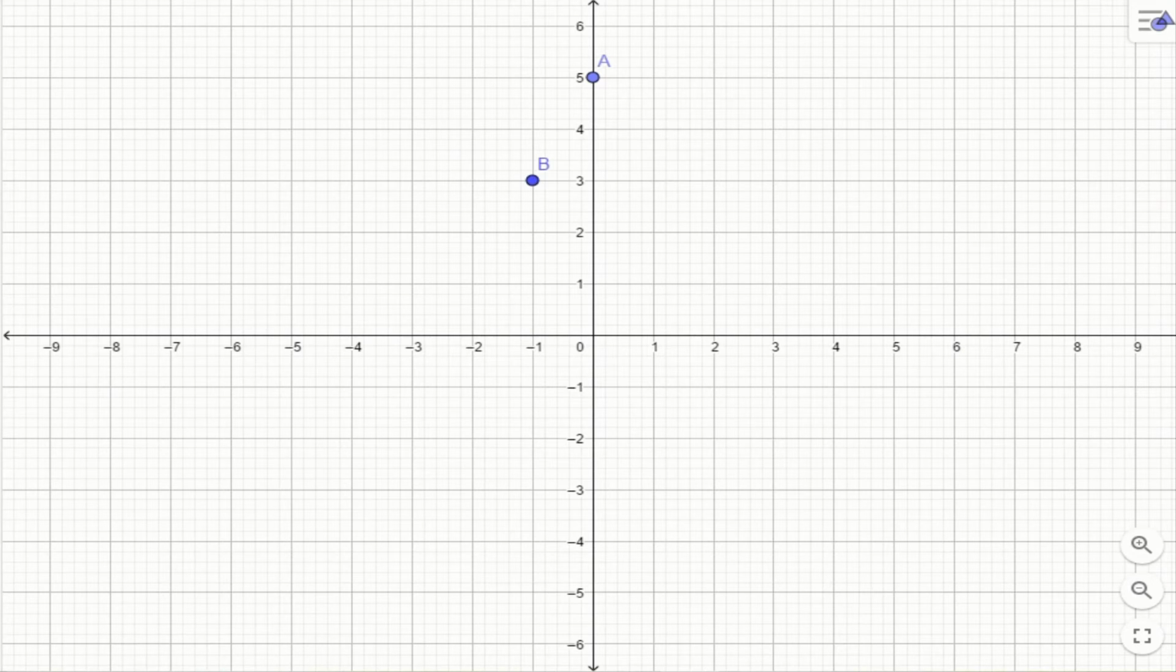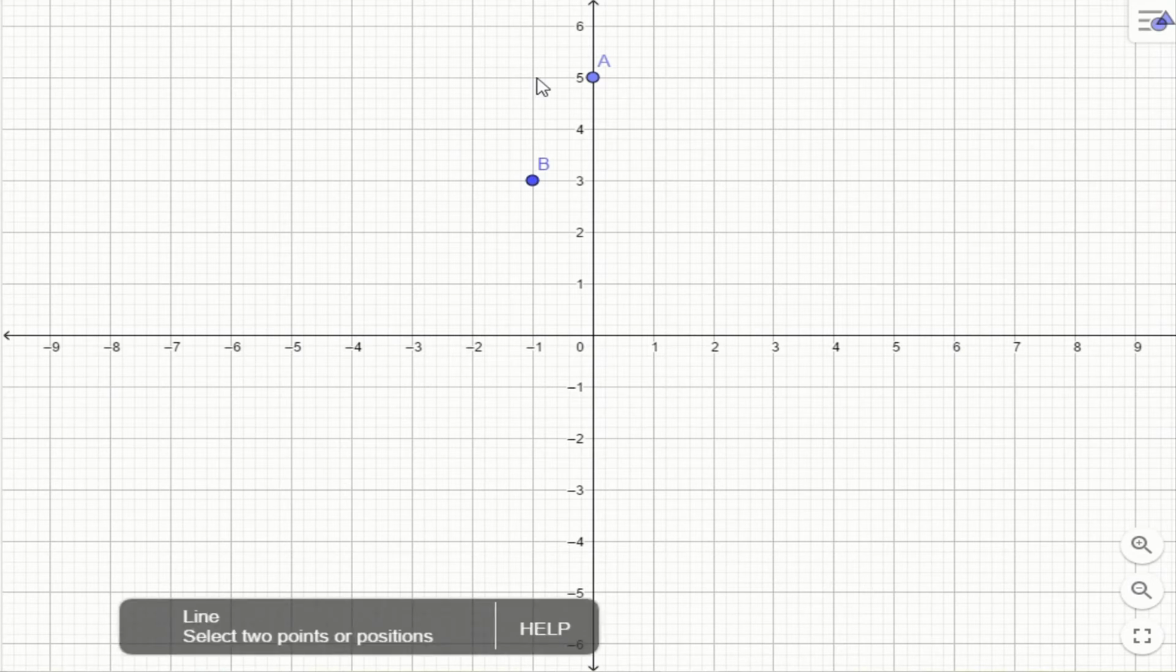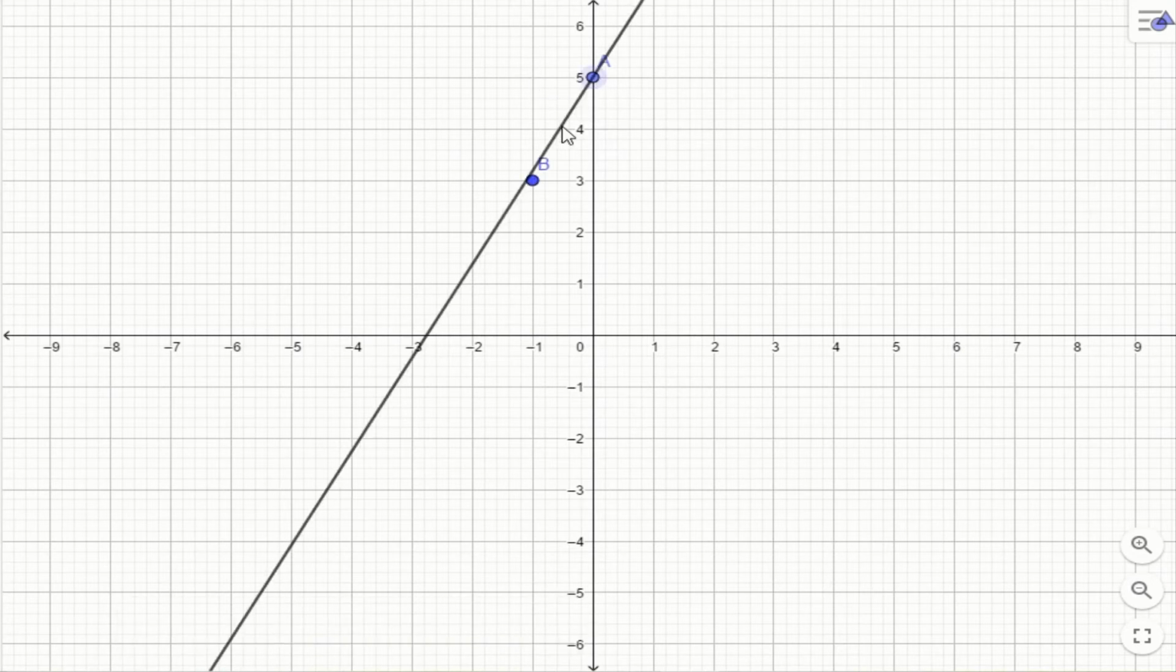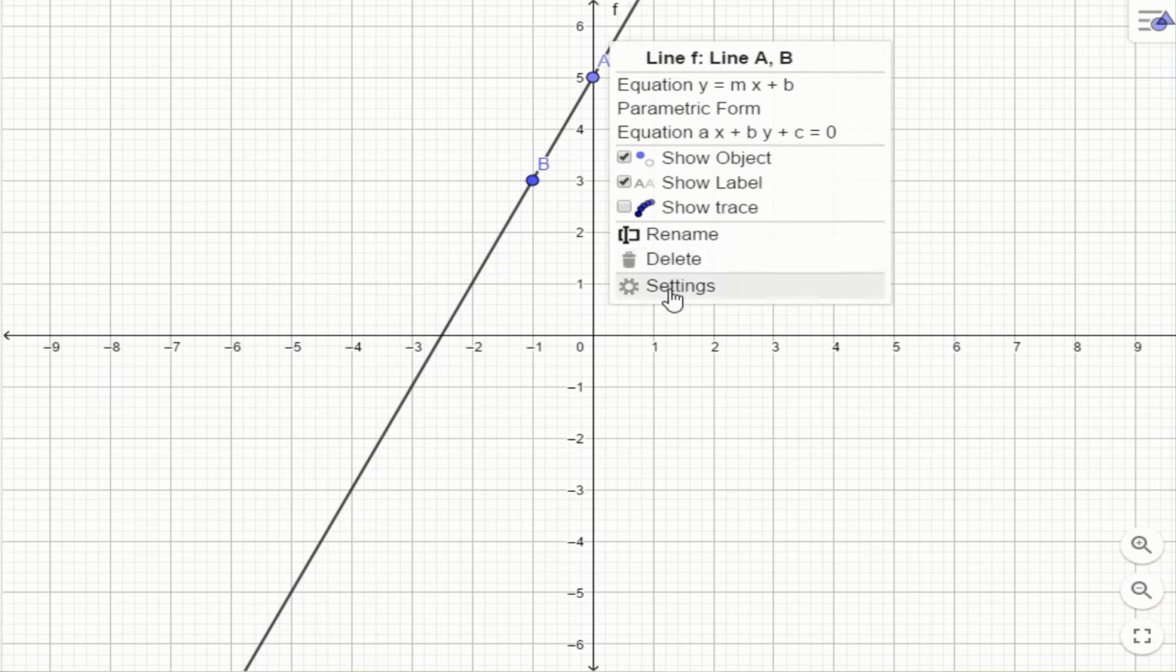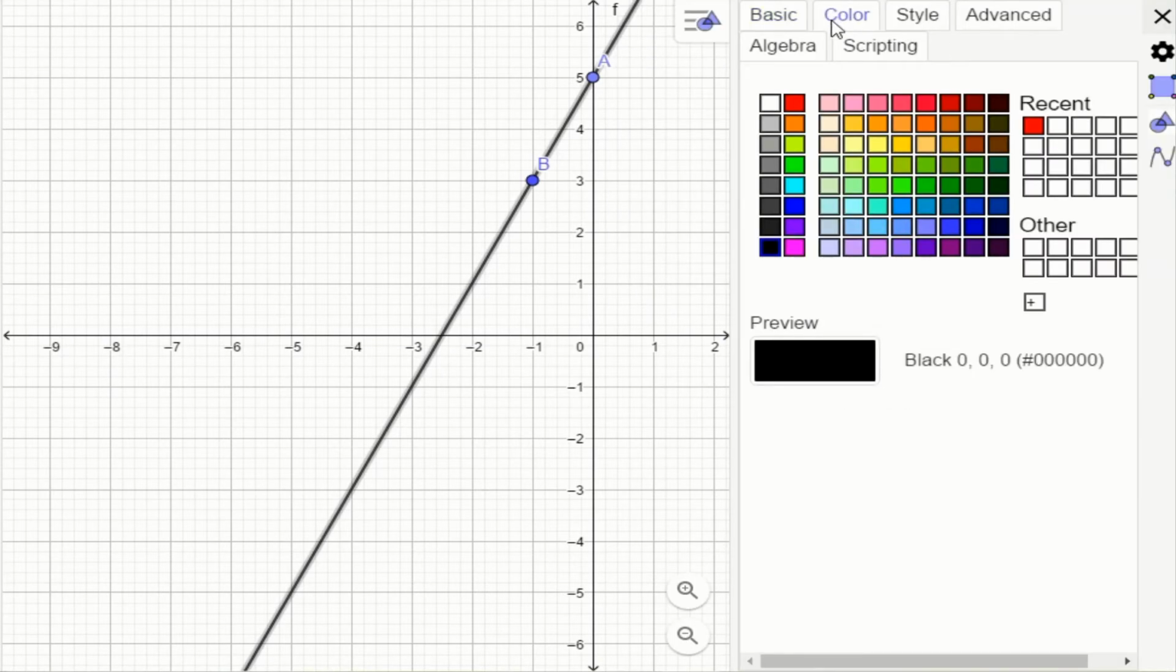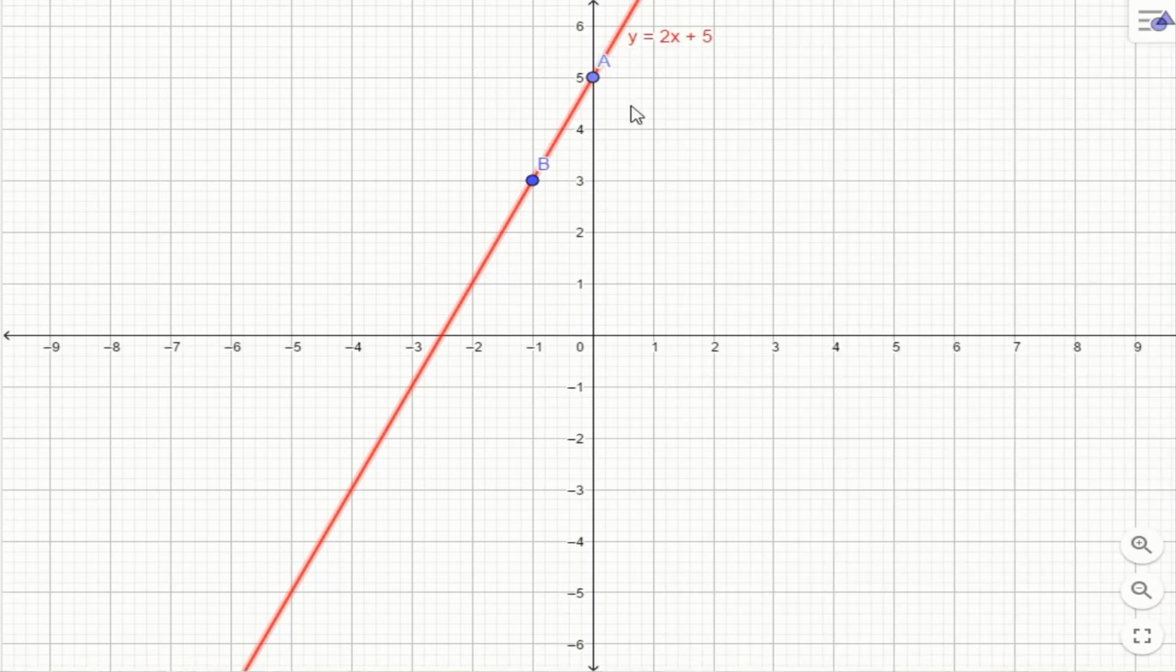And then, we can connect the 2 points to make a line. Actually, the line should have arrowheads at the ends. Let us change the color so you can see it better. Let us make it red. This is our graph. This is the graph of the equation y is equal to 2x plus 5.